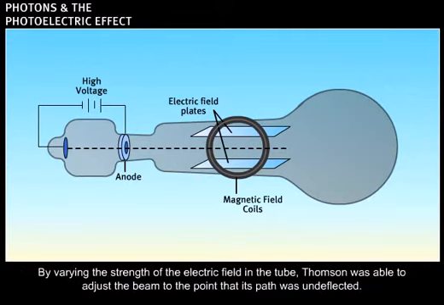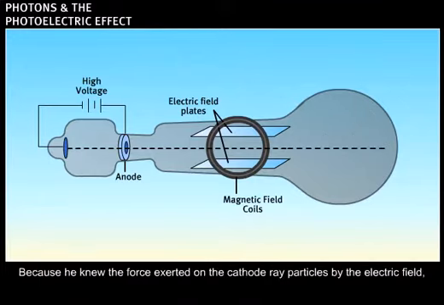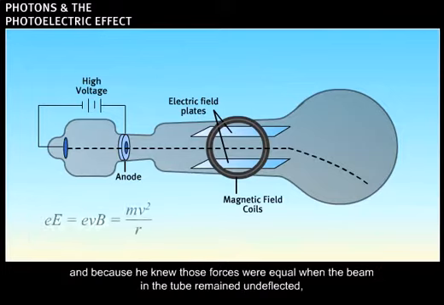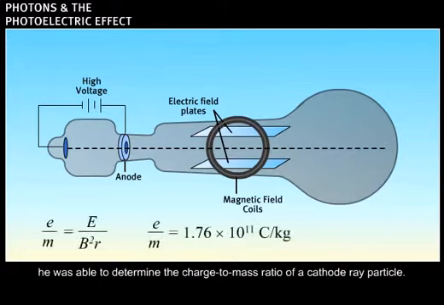By varying the strength of the electric field in the tube, Thomson was able to adjust the beam to the point that its path was undeflected. Because he knew the force exerted on the cathode ray particles by the electric field, as well as the force exerted on the particles by the magnetic field, and because he knew those forces were equal when the beam in the tube remained undeflected, he was able to determine the charge-to-mass ratio of a cathode ray particle.